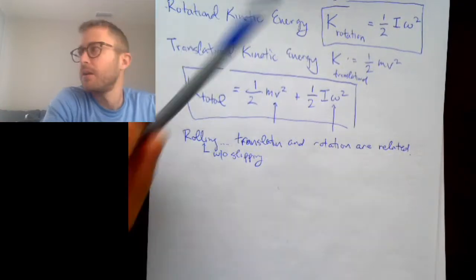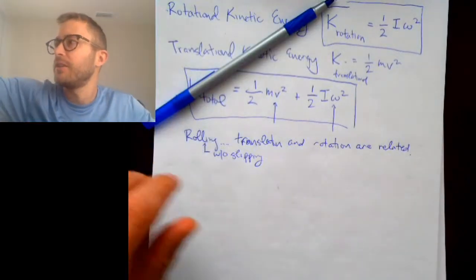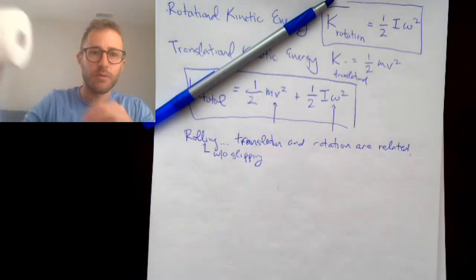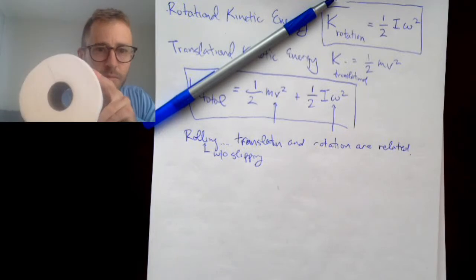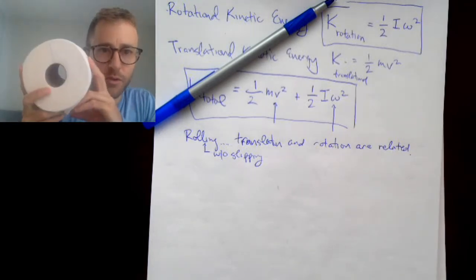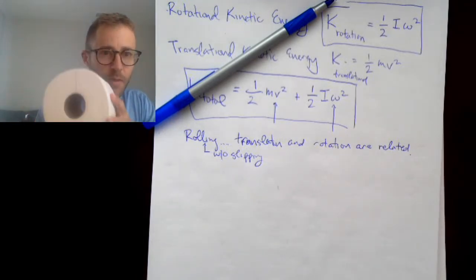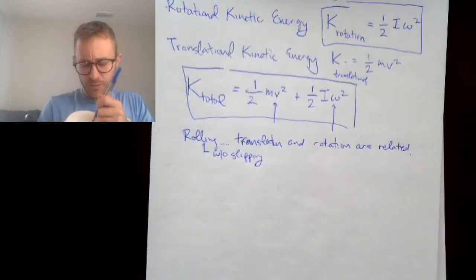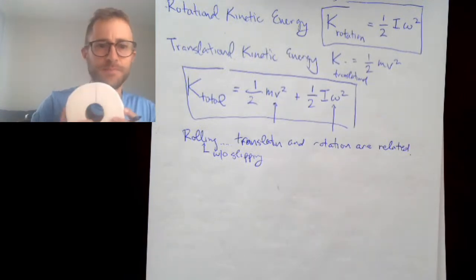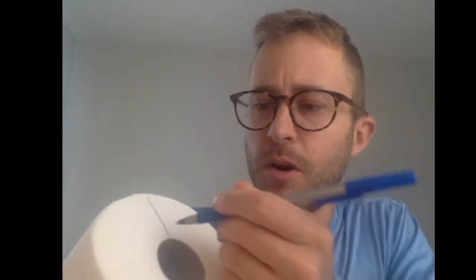To demonstrate this, I have this toilet paper roll of science. This is the toilet paper roll of science. This is very precious. I'm using a precious commodity right now. So let me make this full screen. You can see I've made a mark on this toilet paper.